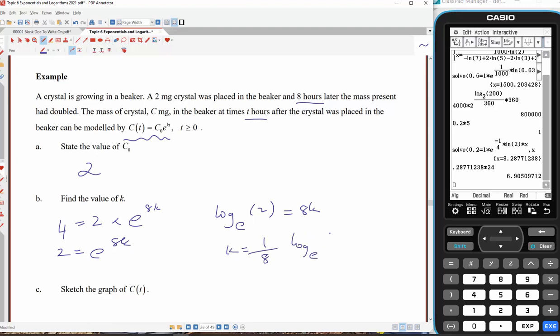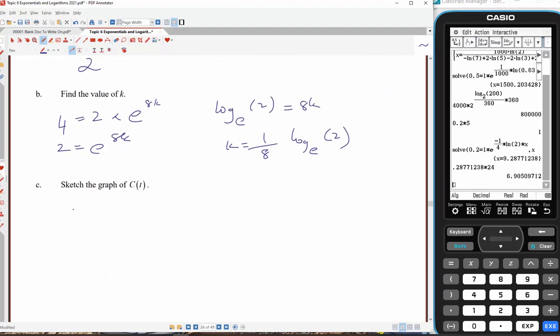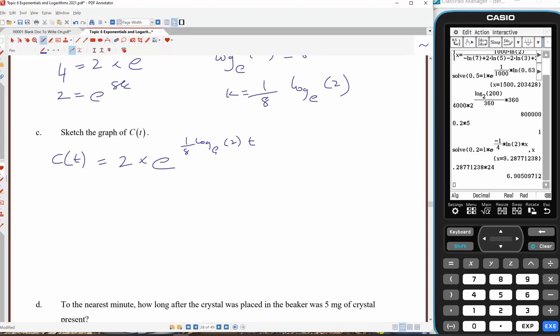Log e 2. No need for any show or any simplifiers on that one, because we don't need to show that it's in the form. We can just use it now. So c of t equals 2 times e to the 1/8 log e 2 t. That's our function. Now, this value here, log e 2, is positive, 1/8 of it, 2. So all it's going to do, it's going to be the same graph as the previous example, the decay function, except this one here represents growth.